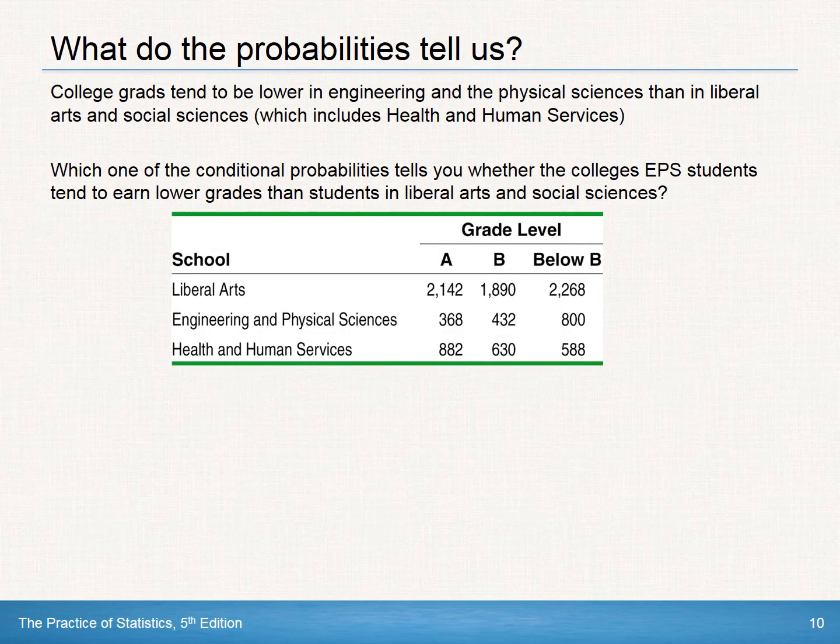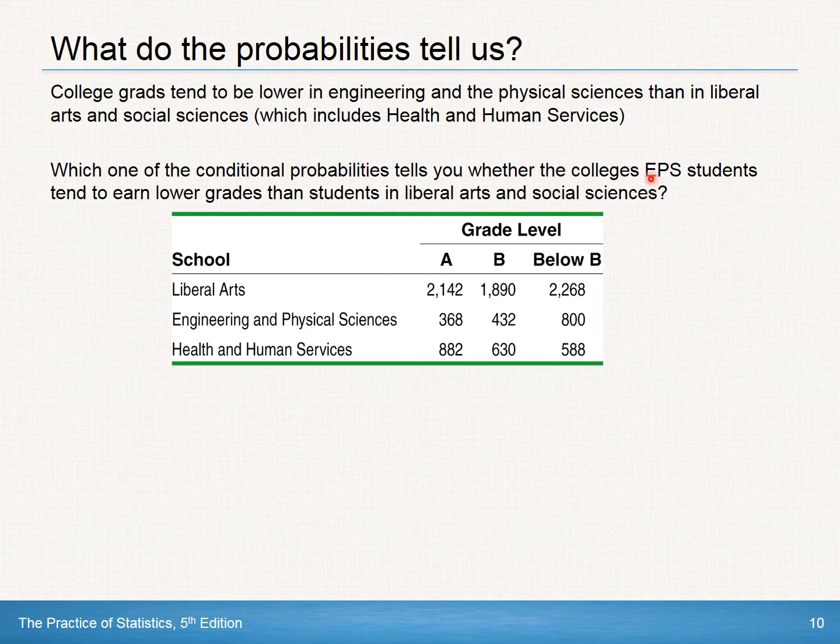Okay, so let's just take a minute and decide what exactly these conditional probabilities tell us. Further information that we have collected: we know that college grads tend to be lower in engineering and the physical sciences than in liberal arts and the social sciences. This is interesting, and I'm sure you'll be looking into this as you go to school. You'll notice that the engineering and the science majors just tend to have a lower grade average overall.